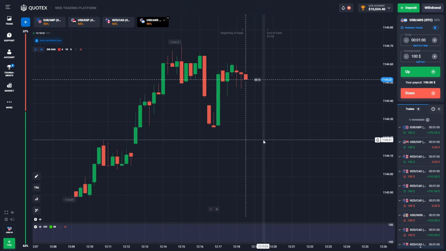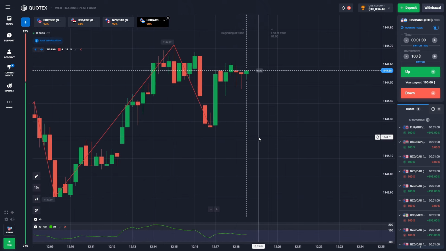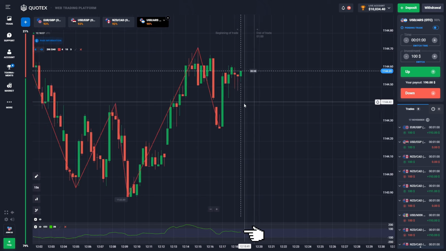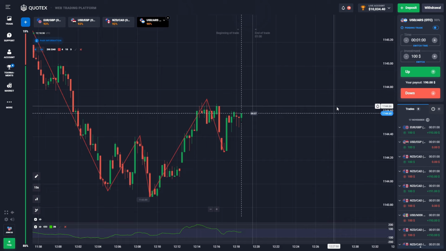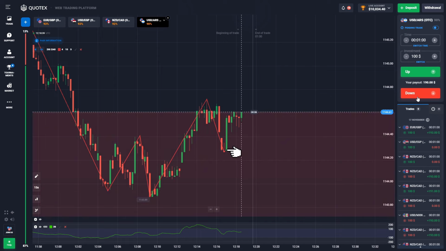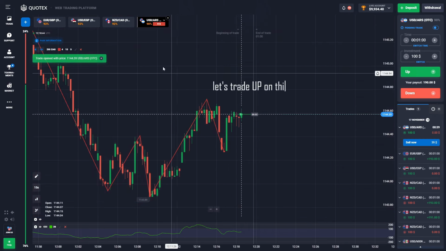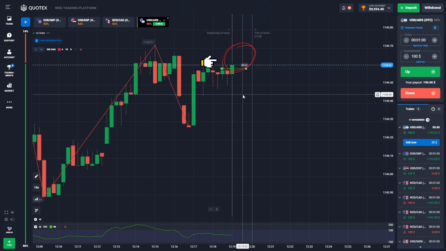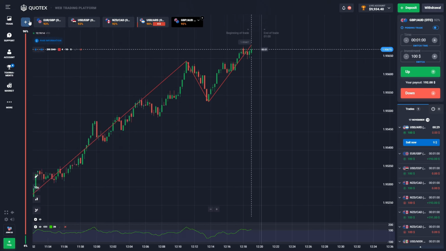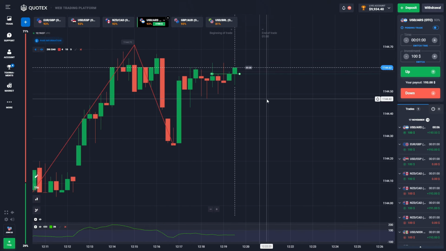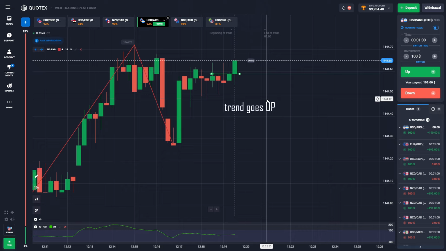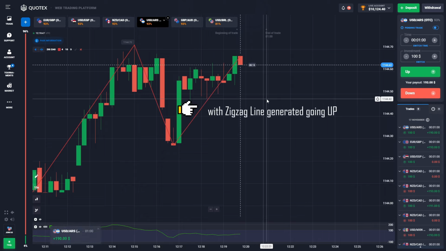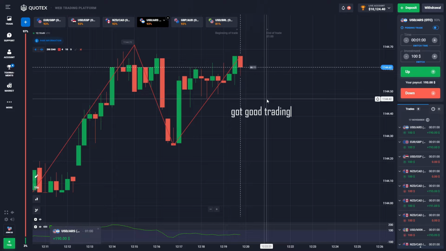Let's find reliable trading spots to trade with. Another trading opportunity here. Our CCI is at its middle point, aiming its trend to go up, while our zigzag line here is on pause, having high chance for the trend to go up. Following this trend here, let's trade up on this. We will predict that the zigzag line will create a line on this spot. The trend goes up, and following a zigzag line towards it, we got good trading result.